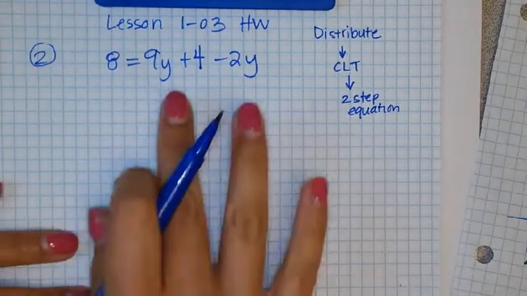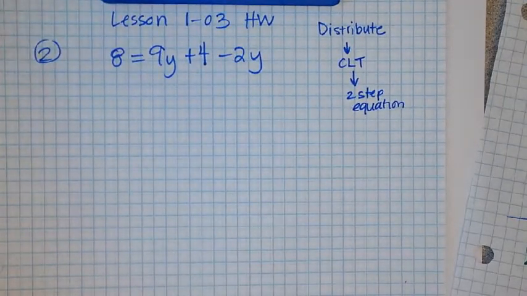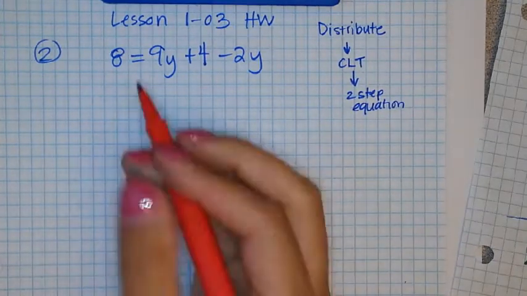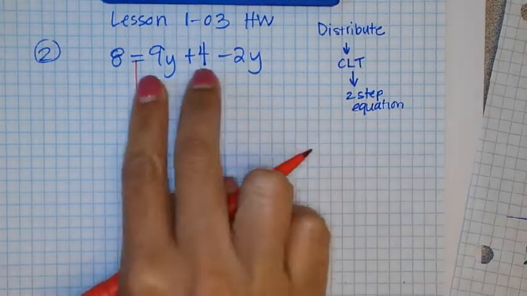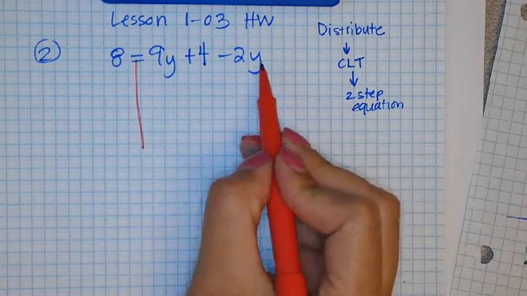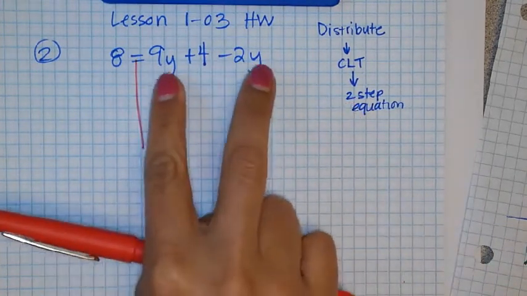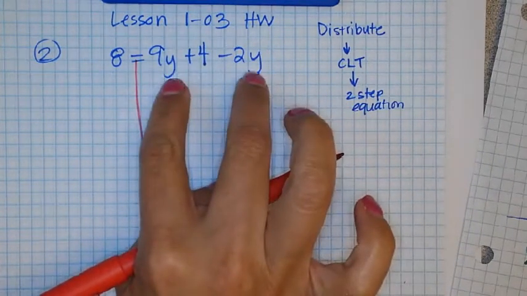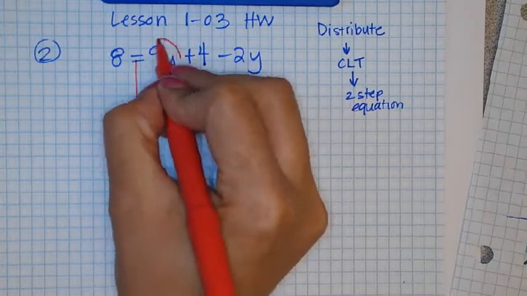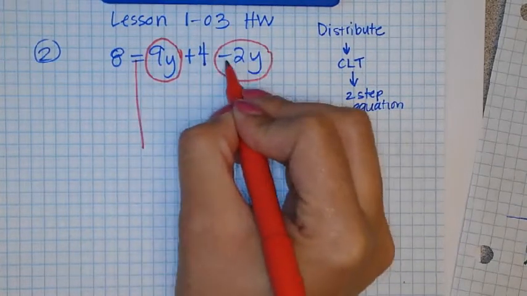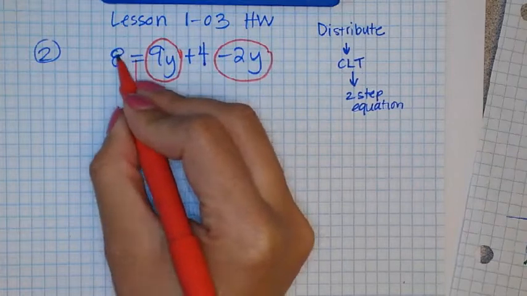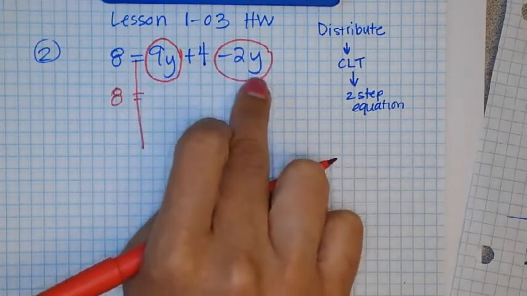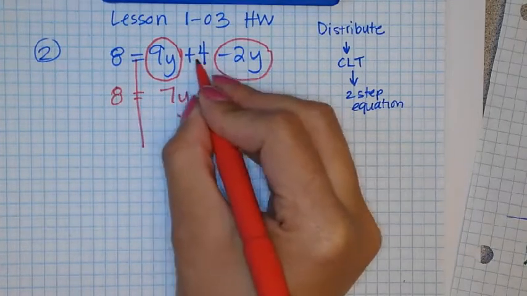Okay, so in number 2, it looks like I don't have any parentheses, so this will only be a combine like terms situation. Over here on the right, I see that I have 3 terms, so it's not going to be a two-step equation. I also notice that 2 terms have y's, so I can combine these together because they are alike. I'm going to circle them, and remember that I circle the sign in front of it as well. So here I still have the 8. Here I combine those two, 9y minus 2y would be 7y, and then I have the plus 4.